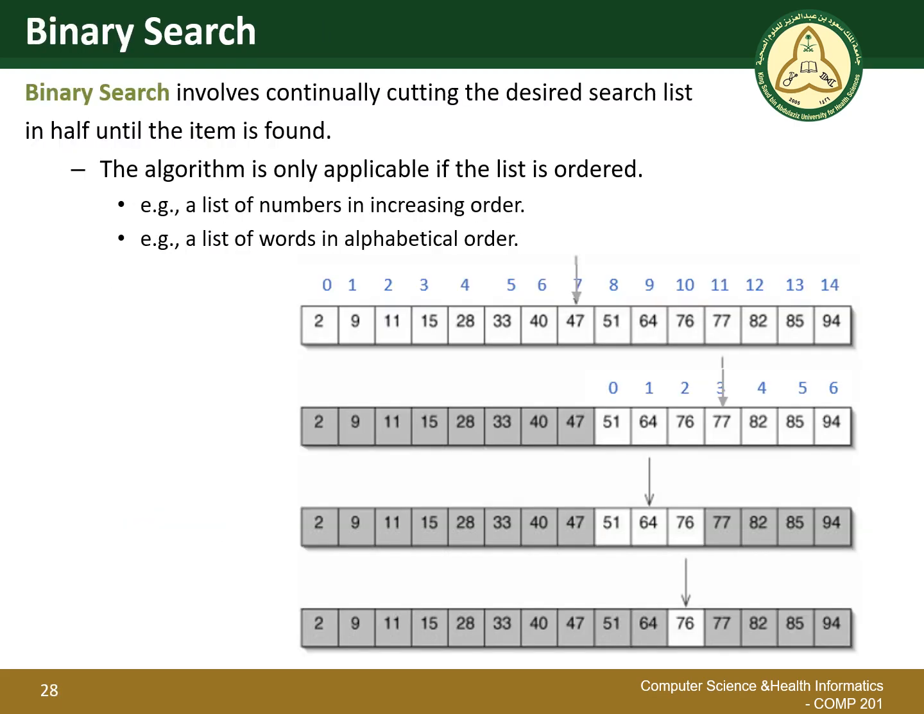Binary search involves continually cutting the search list into half until the item is found. Every round we cut this list into half again and again. The algorithm is only applicable if the list is ordered. That is why we call it a restricted algorithm. There is a condition that must be met to use binary search: the list must be sorted in ascending order, from the smallest to the largest or from A to Z.